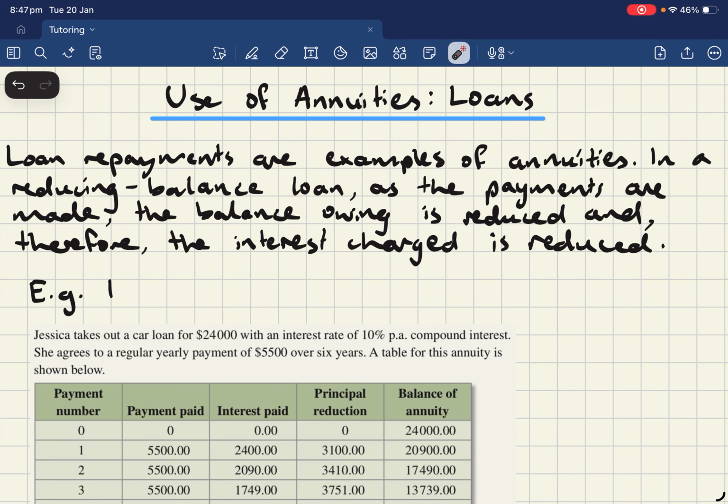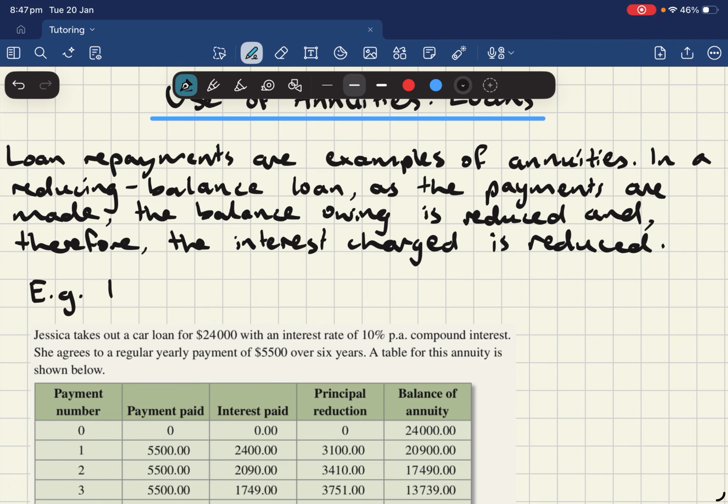So in this video, we are looking at some practical examples of annuities and how we can use annuities and where we see these sort of in day-to-day life. Now, one common place where we see annuities is in loans. Loan repayments are examples of annuities, and in a reducing balance loan, which we've talked about previously on this channel, as the payments are made, the balance owing is reduced, and therefore the interest charged is reduced.